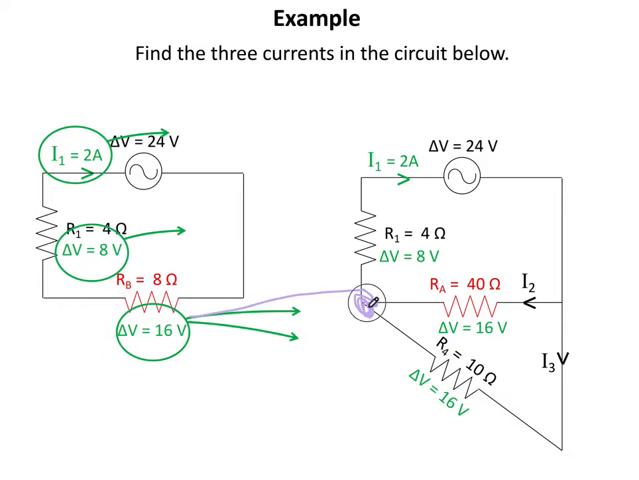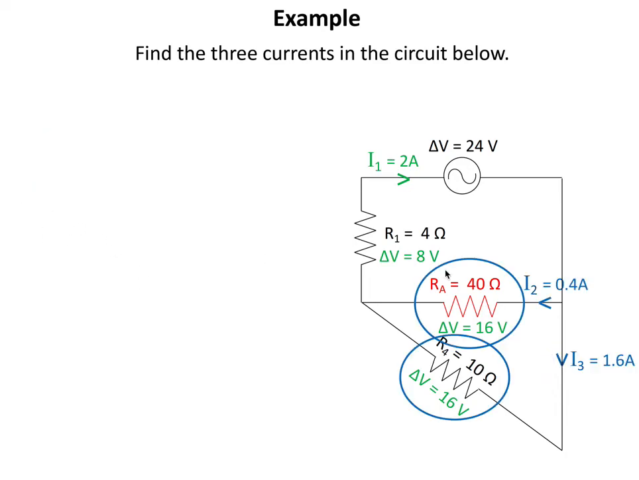So the potential difference between this point and this point is 16 volts, because RB was the equivalent resistance of these two. If the potential difference between these points is 16 volts, then the potential difference across the resistor RA and across the resistor R4 is also 16 volts. Yes? Very good. Then I know the potential difference, I know the resistance, so I can find I2 and I can find I3. Let's proceed.